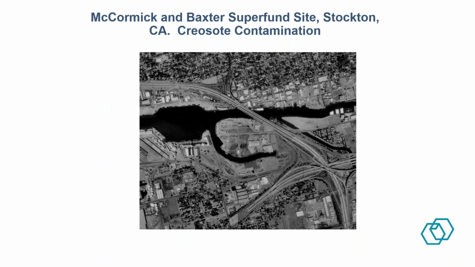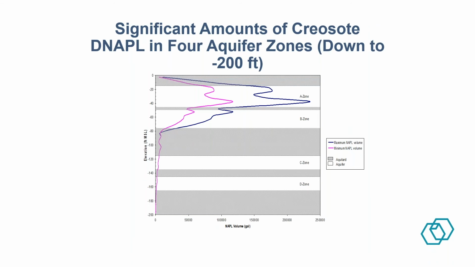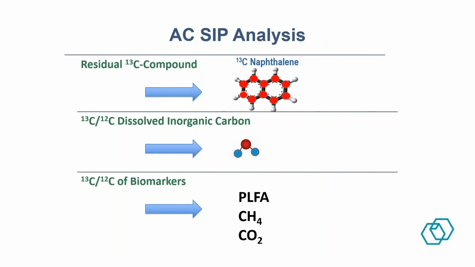We've also had the opportunity to work with EPA and the Army Corps of Engineers on the McCormick and Baxter Superfund site in Stockton, California. The site was previously a wood treatment facility, and as you can see, there was a large creosote DNAPL issue. The question the EPA and Corps wanted answered was if the naphthalene was degrading under in situ conditions, which was methanogenesis. So we loaded the 13C naphthalene onto the activated carbon and essentially did the same thing as we did in East Germany. That is, we deployed the samplers in several wells and incubated them for a few months. Let them sit.